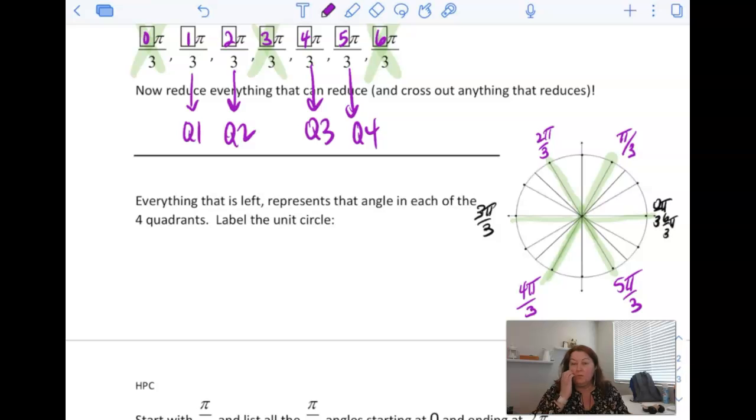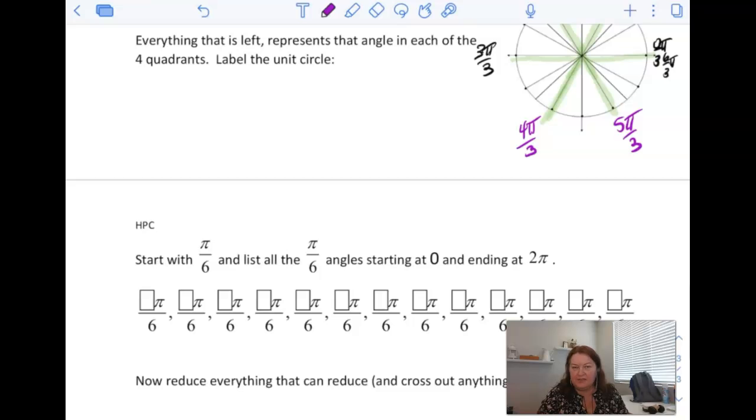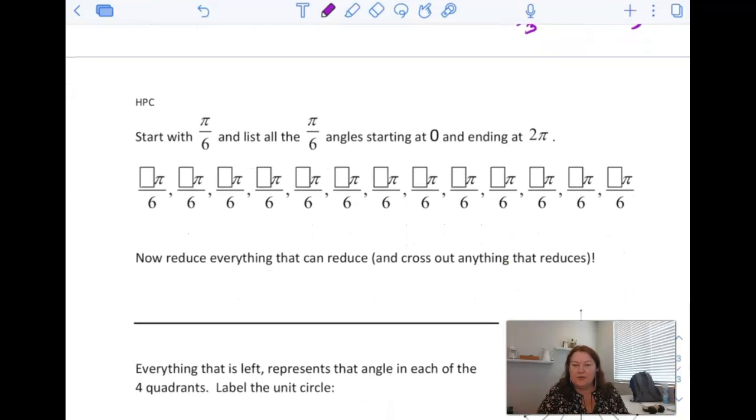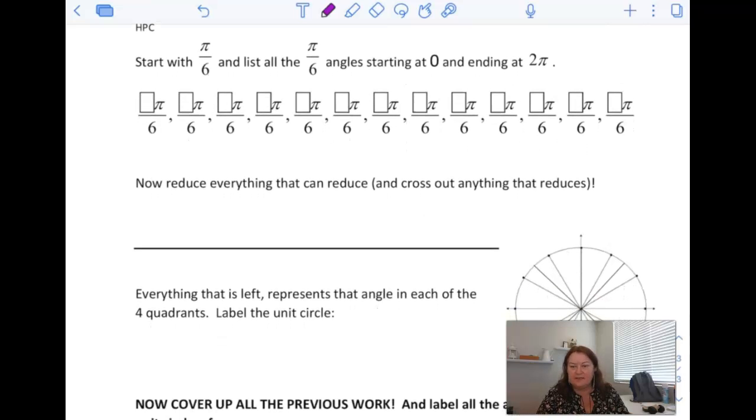Cool. Let's try it one more time with 6's, and those are going to be the last of our main ones that make triangles in each one of the quadrants. And this one is going to be 0 over 6 all the way to 12 over 6. So we'll do 0, 1, 2, 3, 4, 5, 6, 7, 8, 9, 10, 11, and 12. All right, so we're going to cross out anything that reduces. So this one reduces, this one reduces, this one reduces, 8 over 6, 10 over 6, 12 over 6.